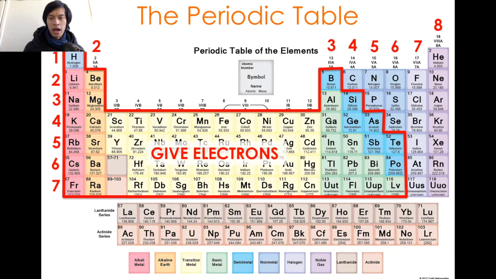There's your groups. Now, you will notice in the trends that your metals, your alkali metals, alkaline earth, your transition metals, and your basic metal and your semi-metals, they're all called metals.